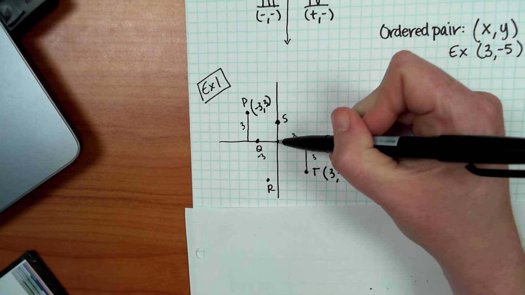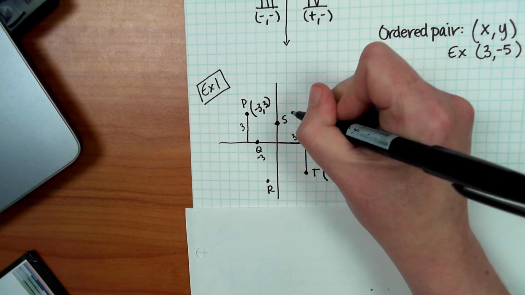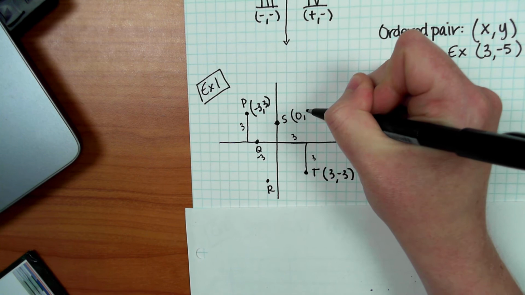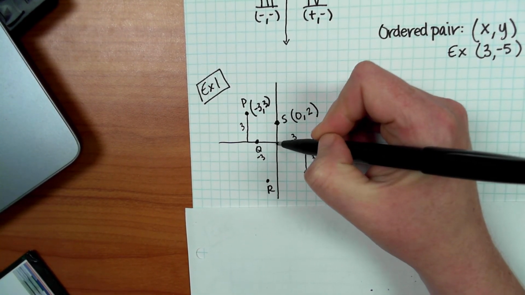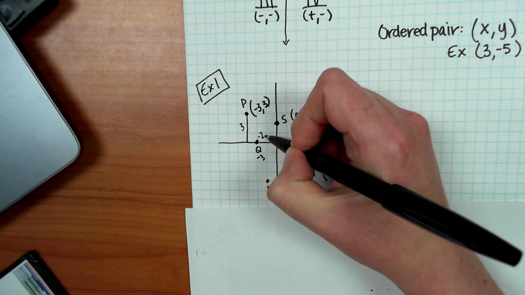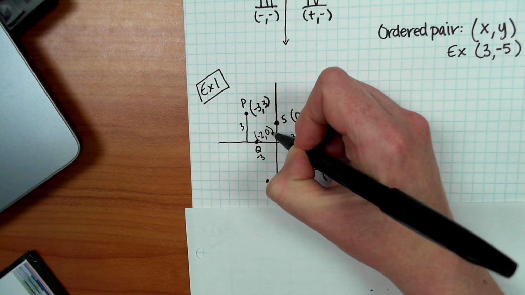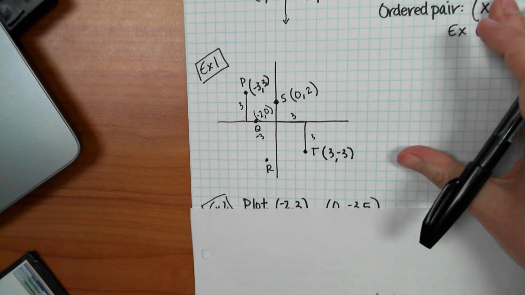So for example, S, we wouldn't move left or right at all. So that would be 0, would be our first plot. But then we move up 2, so it's a positive 2, which is different than Q. We would move negative 2 over for Q, and then we would not move up or down. So that would be 0. So hopefully that helps you for example 1.